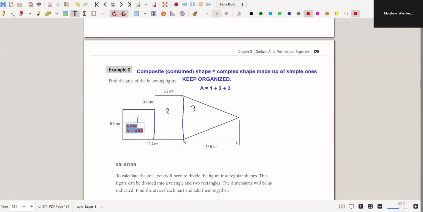Now my height. Sorry, my base. My base is the length of this thing here. The length of this red line is the same as the length of this red line, right? So I know that this whole thing is 13.4, right? And I know that this part is 13.4 minus this part where my mouse is, which is 6.2. Right? So 13.4 minus 6.2.